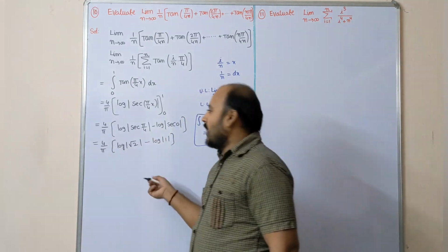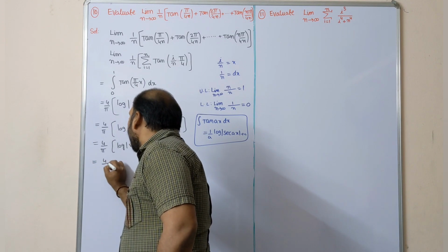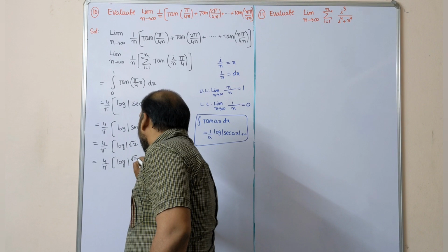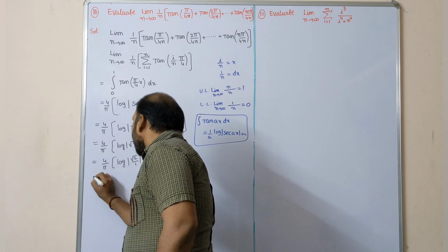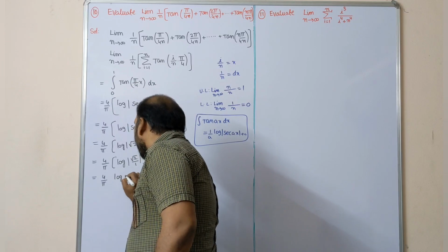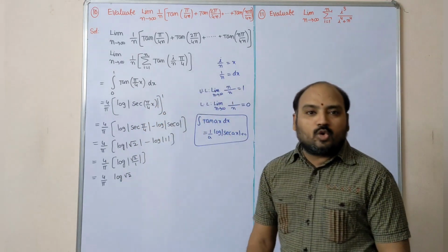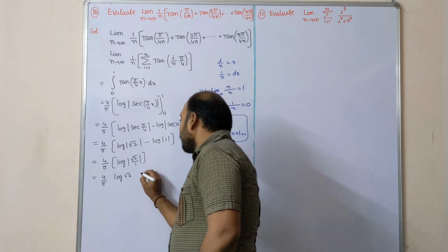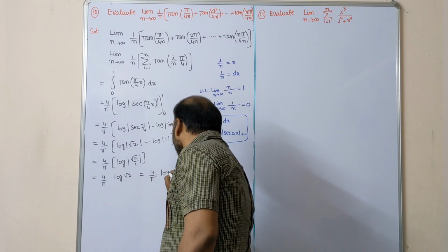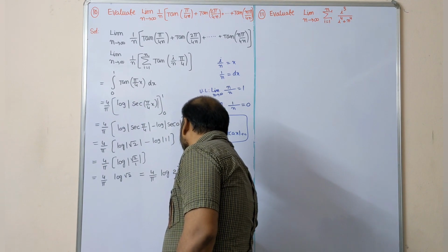Log a minus log b is log a by b. So 4 by pi log root 2 by 1, which is equal to 4 by pi log root 2. Root 2 means what? 2 power 1 by 2 only. So that is also equal to 4 by pi log 2 power 1 by 2.